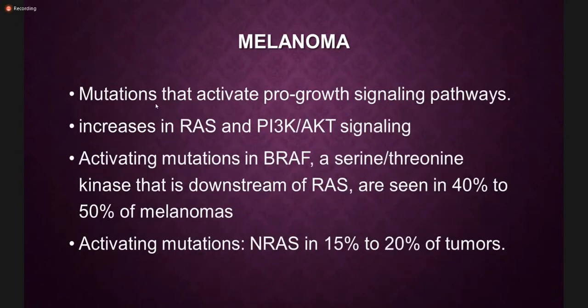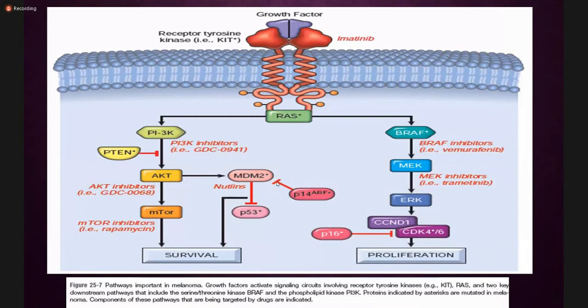So now coming to the second type of mutations. These mutations activate pro-growth pathway signals. They increase the RAS and PI3K-AKT signaling pathway. So activating mutations are present in BRAF, a serine threonine kinase that is downstream of RAS and seen in 40% to 50% of the melanoma cells.